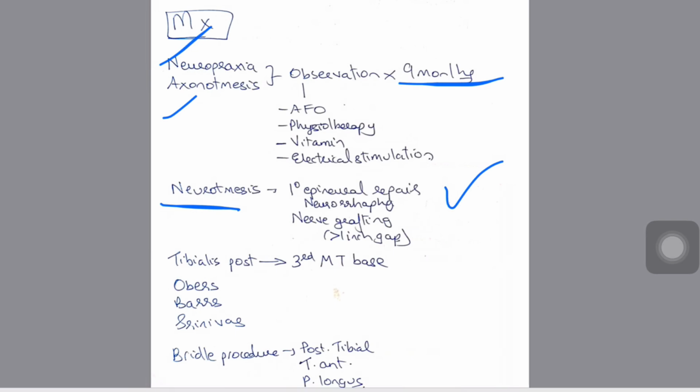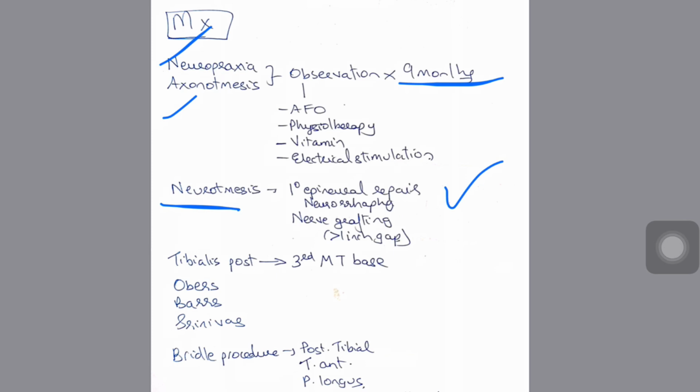Now, some of the surgical procedures after the observation, if it doesn't work out: you might go for a tendon transfer, from tibialis posterior, which is attached to the third metatarsal base. Some of the famous named procedures are Ober's, Barr's, and Srinivas. Additionally, one famous procedure is Bridle's procedure, in which it is made by tibialis posterior, tibialis anterior, and peroneus longus.